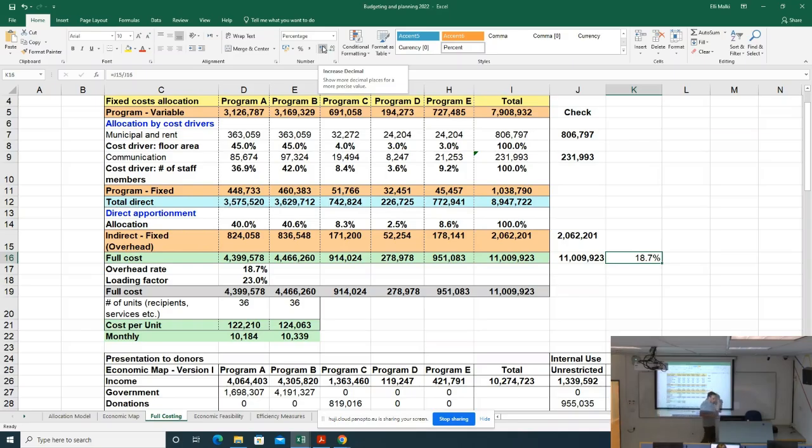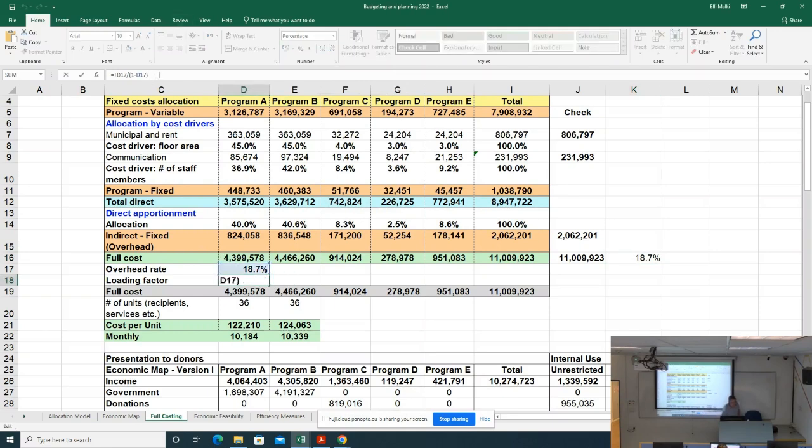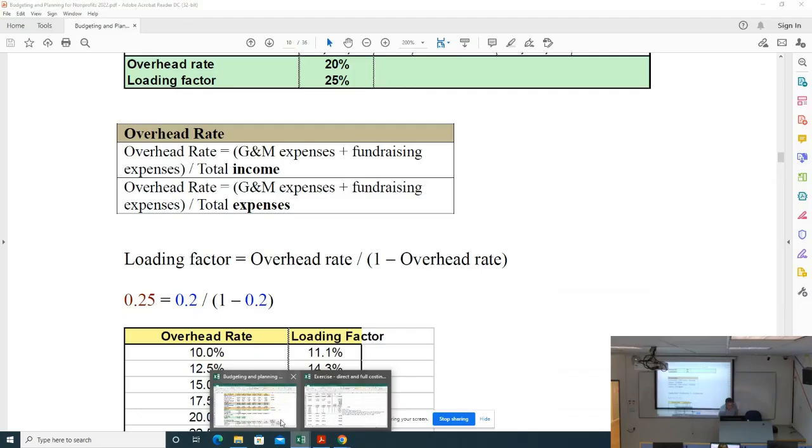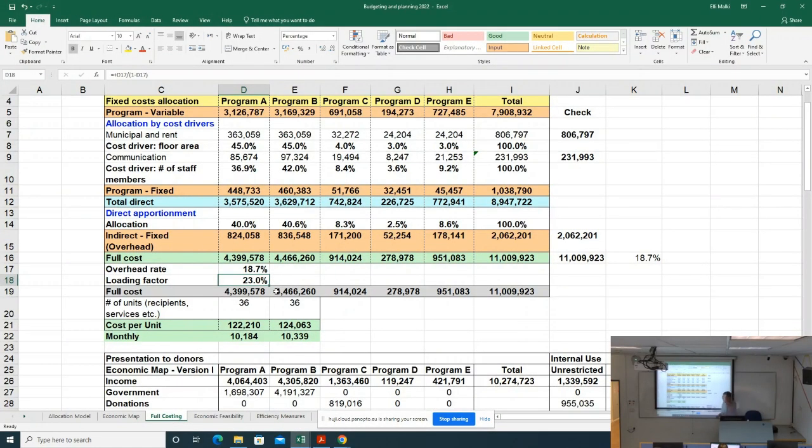Then the next stage is to calculate the loading factor. So again, I'm showing you the formula. Loading factor is D17, which is 18.7%, divided by 1 minus D17, 1 minus 18.7%. This is exactly the formula that appears here. Okay, and that gives us 23%. All right, this is the number, what is called the iron number, the number that I need to know in order to do the direct apportionment.